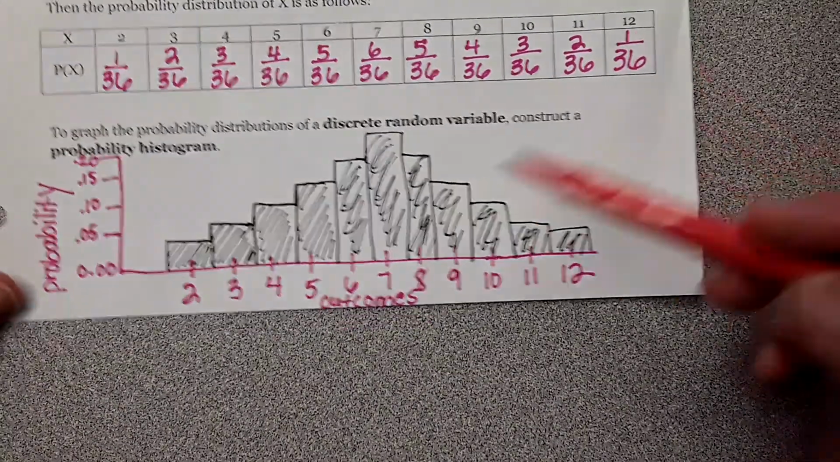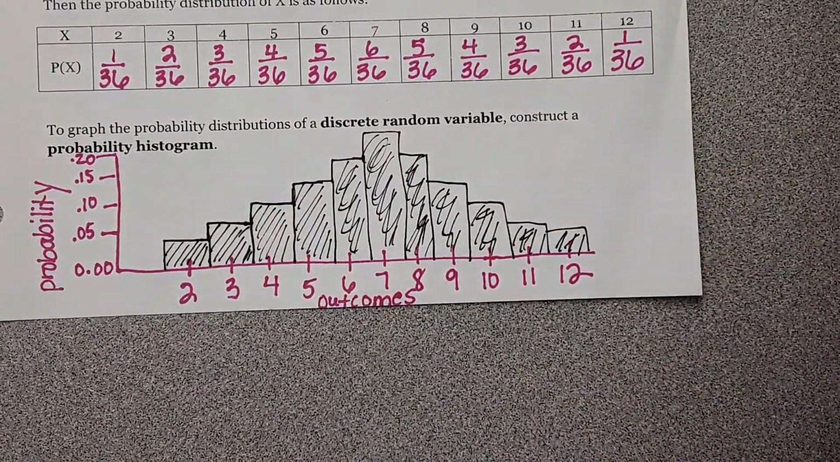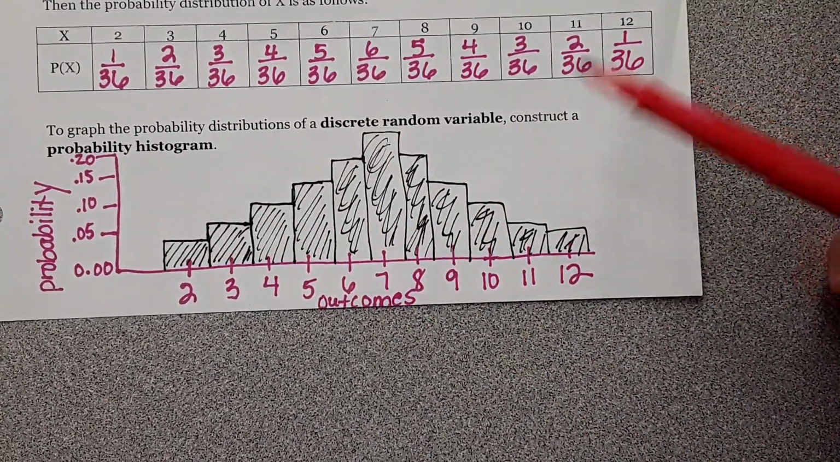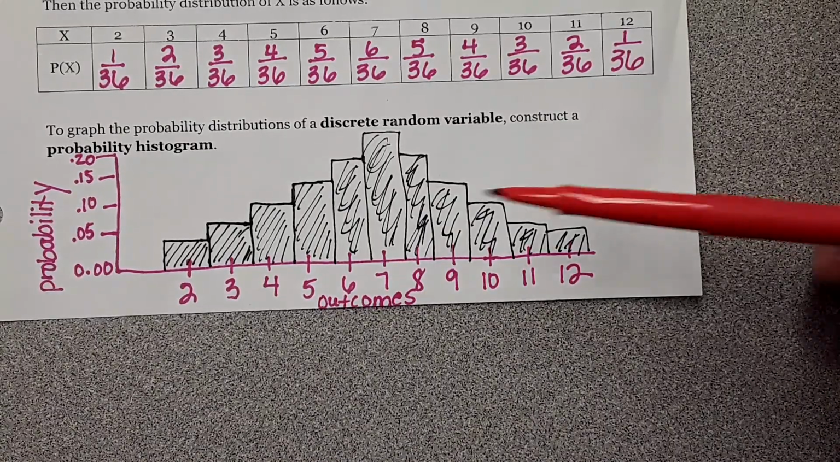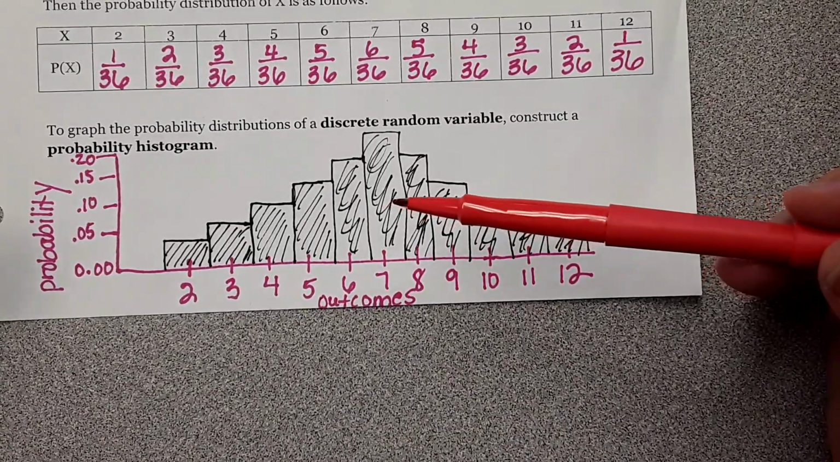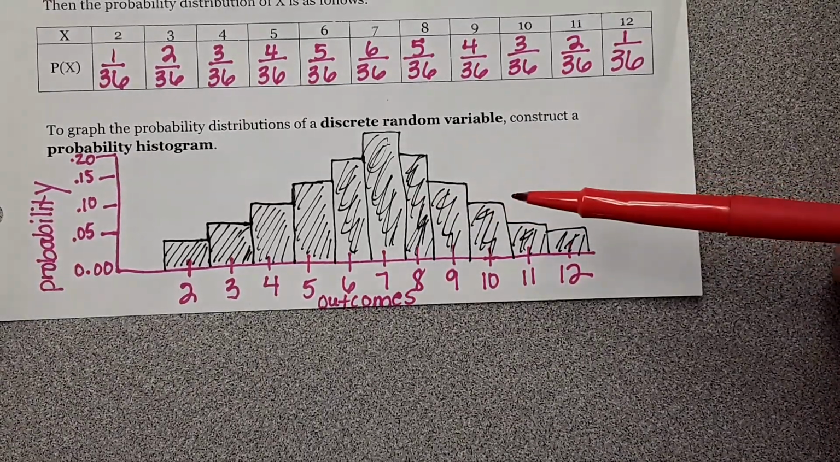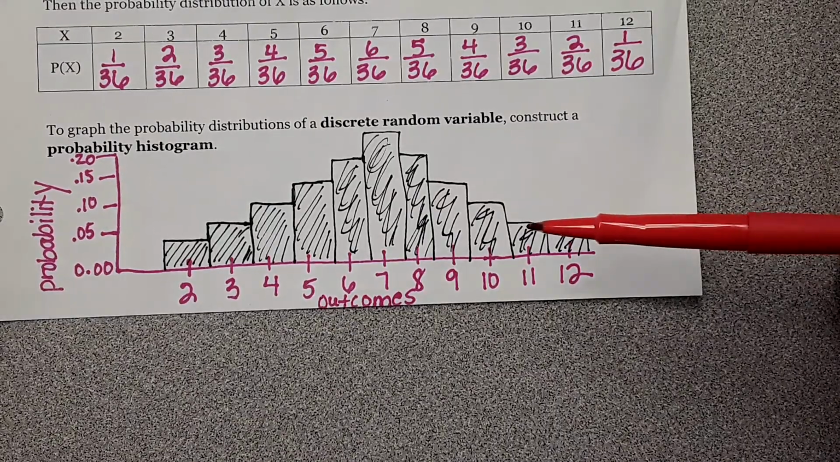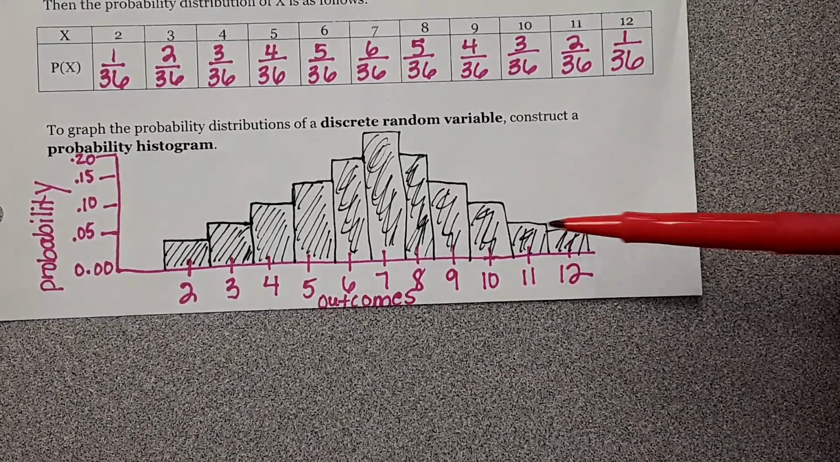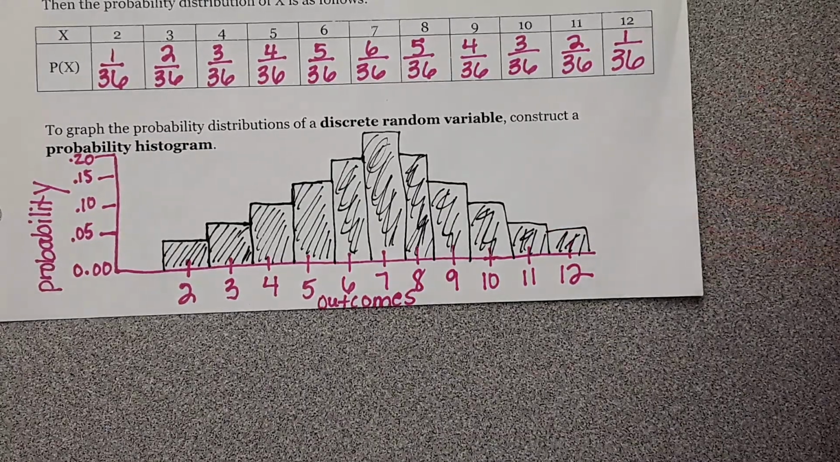So when you're done, this is what it should look like. Okay? You should have a symmetric probability histogram. Remember, because they say a histogram, your bars have to touch. If it looks like a bar graph, then it's a bar graph. And remember, bar graphs only work for categorical data, okay?